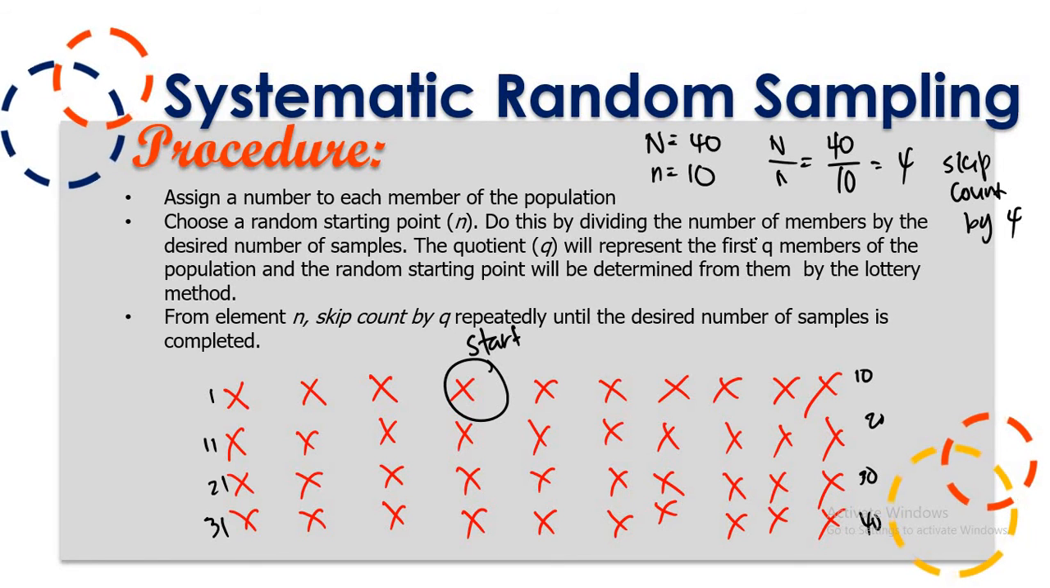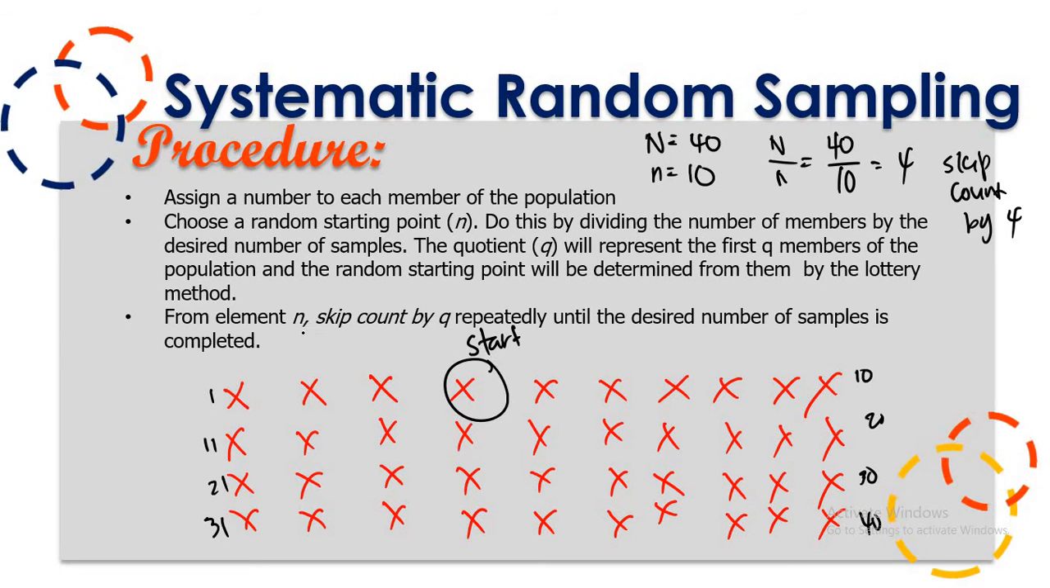Do this by dividing the number of members by the desired number of samples. So we already did that. The result is 4, which is the quotient Q. It represents the first Q members of the population, and the random starting point will be determined from them by the lottery method. So, draw lots, in other words. From element n, skip count by Q repeatedly until the desired number of samples is completed.